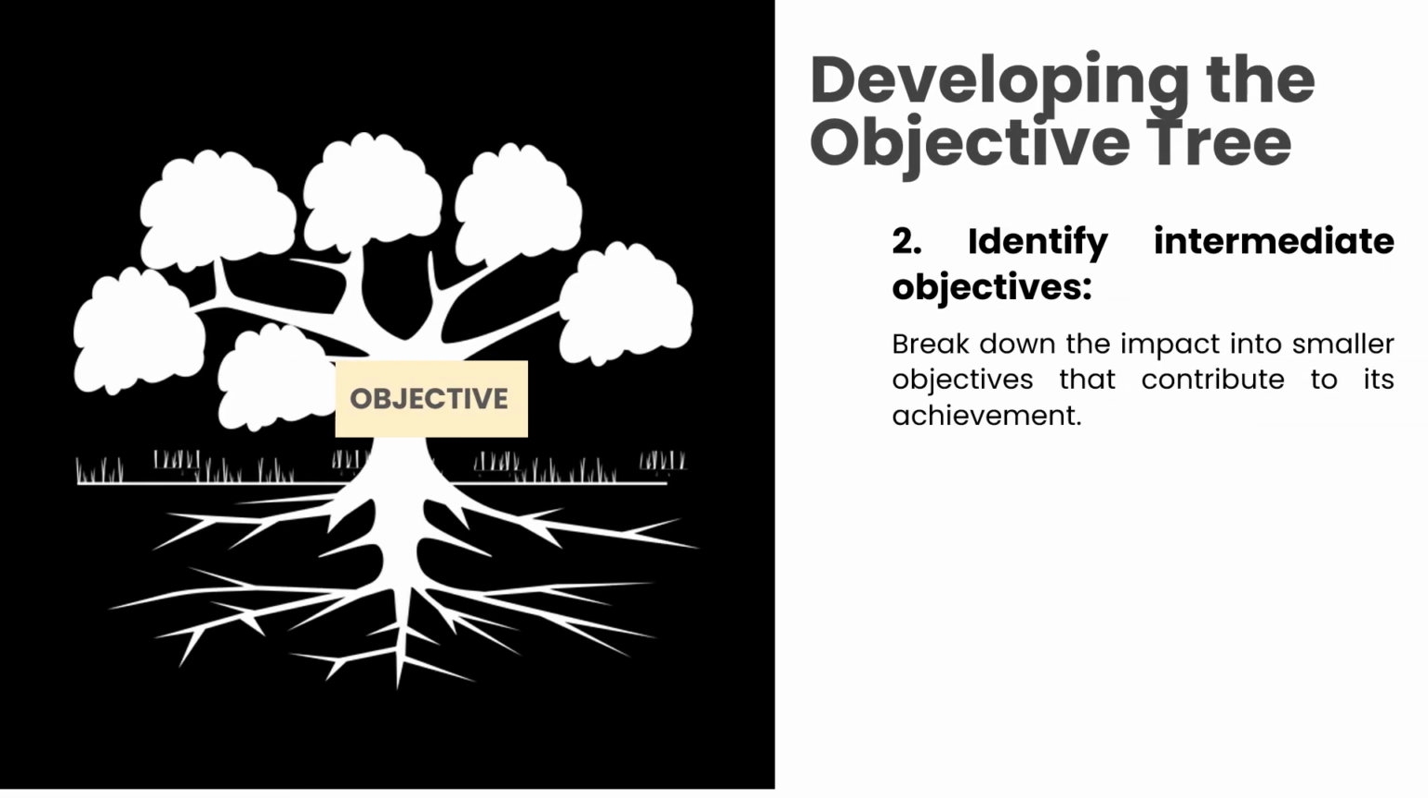The second thing would be to identify intermediate objectives. So break down the impact into smaller objectives that contribute to its achievement. If we have a main goal, we should have some steps in mind for how we're going to reach it. That means we're going to need some smaller objectives leading to our project's success.